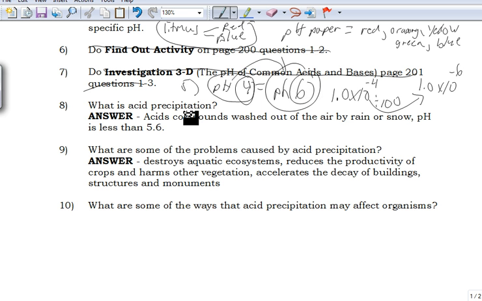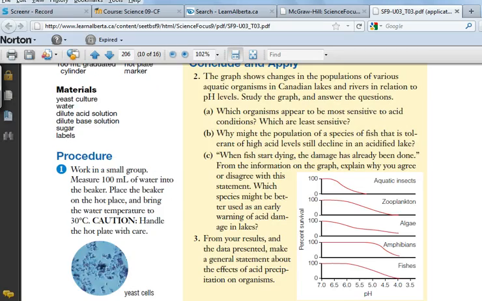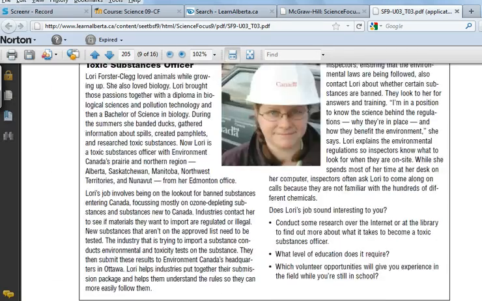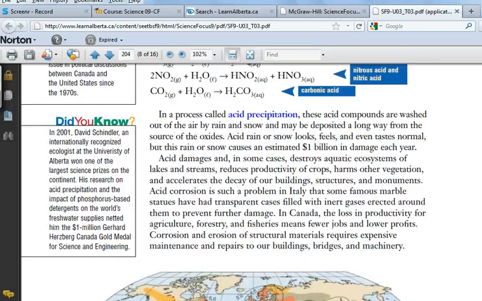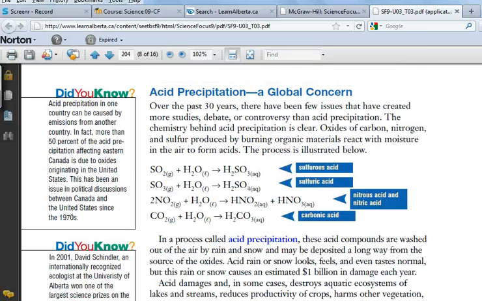Next, what is acid precipitation? Well, acid compounds will wash out of the air by rain or snow, and the pH is usually less than 5.6. Acid precipitation can be a bit of a problem. Let's look at this. In your textbook, we have a couple things going on. Here's acid precipitation, so it shows you different ways.